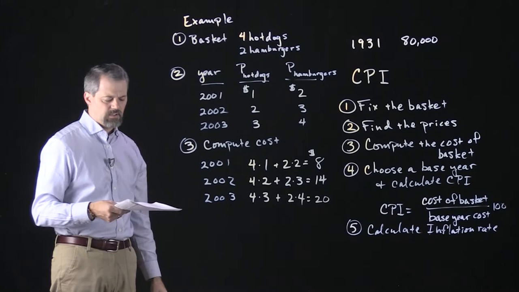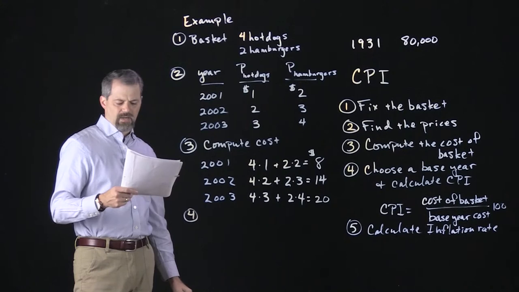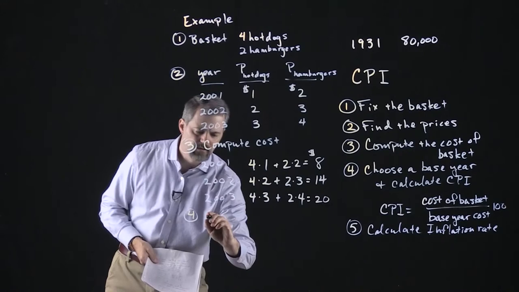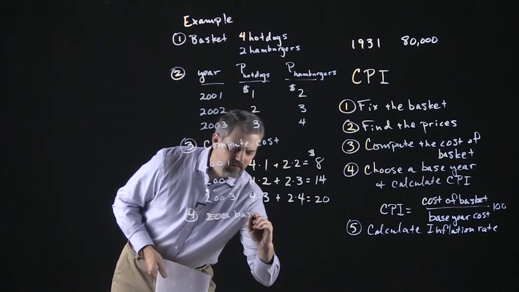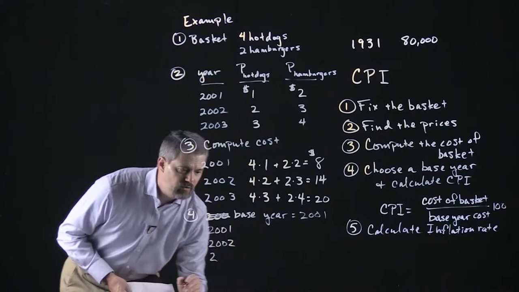Now what we need to do, our fourth step, is to choose a base year and then calculate the CPI. So let's make our base year 2001. We could choose any of these years for the base year. Let's say our base year is equal to 2001. So now let's calculate our CPI 2001, 2002, 2003.